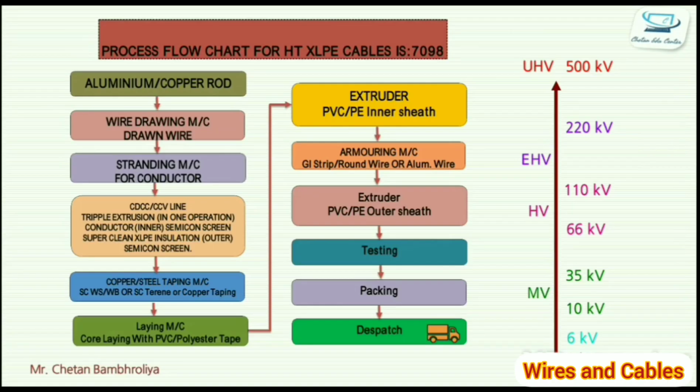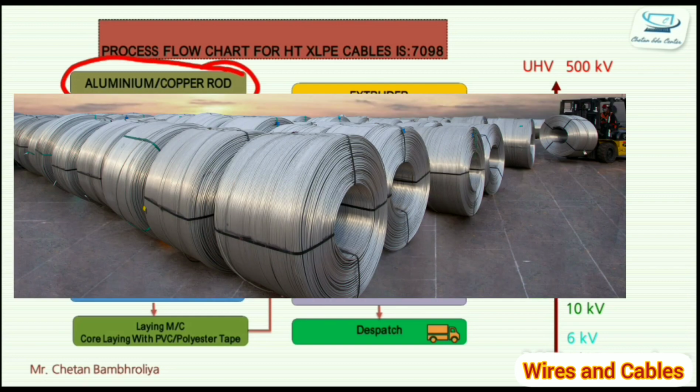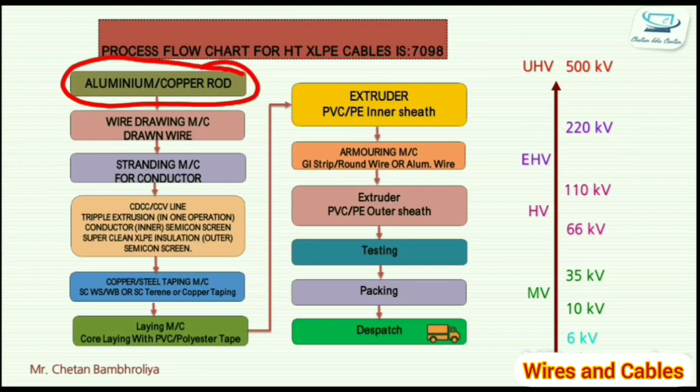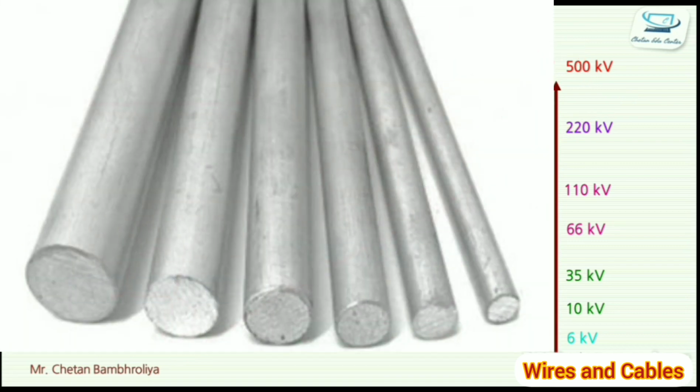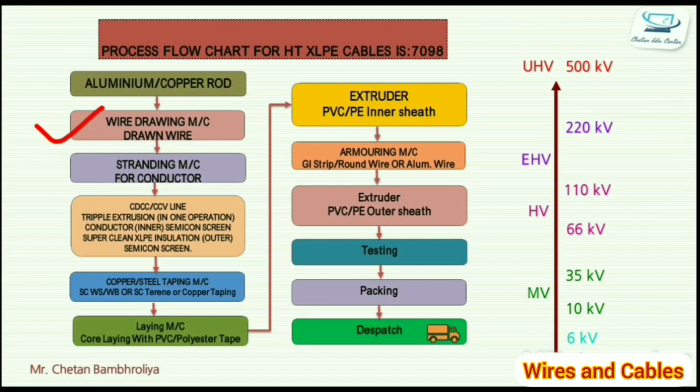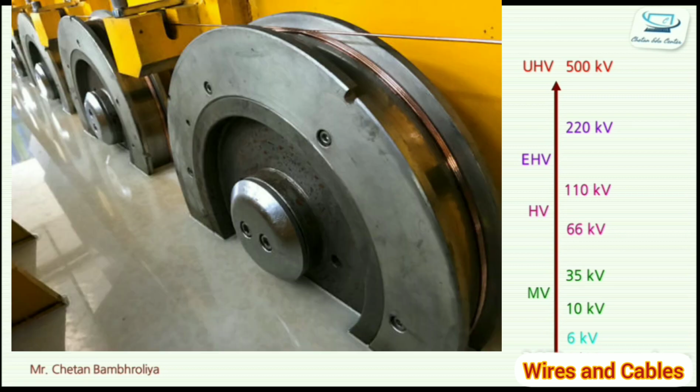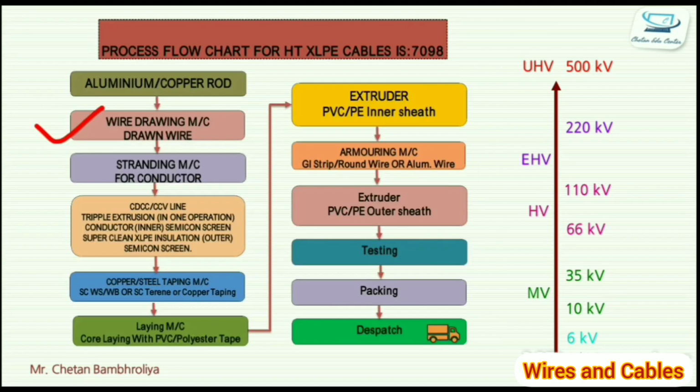Now in this diagram you can see the aluminum or copper rod, which is easily available in the market, with an outer diameter of near about 8 mm to 10 mm. We have to reduce the outer diameter as per our requirement, and for that we require the wire drawing machine, or simply called rod breakdown, the full form being RBD, rod breakdown machine. It means we design a smaller size, with outer diameter less than 8 mm, using the drawing machine.